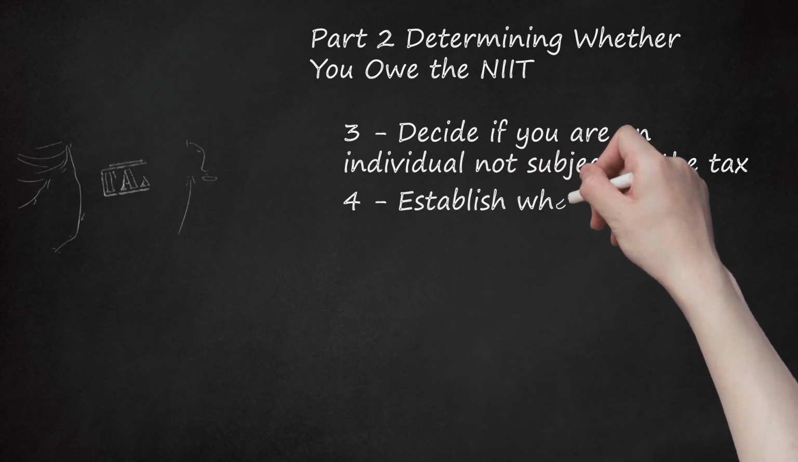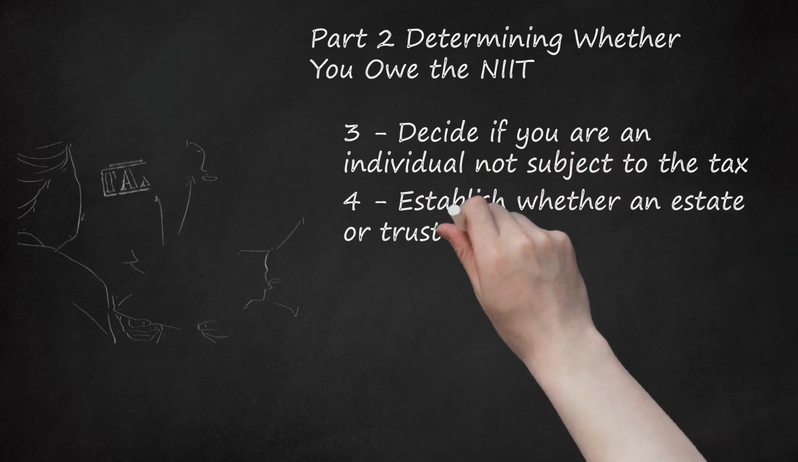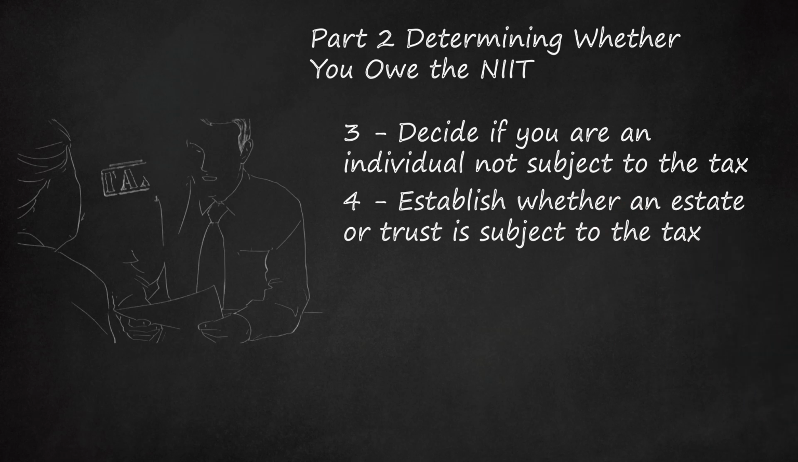4. Establish whether an estate or trust is subject to the tax. An estate or trust is subject to the NIIT if it has undistributed net investment income and an AGI over a certain dollar amount, $11,950 in 2013 and $12,150 in 2014. The dollar amount is set by the IRS annually.